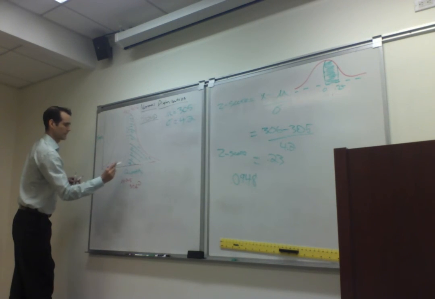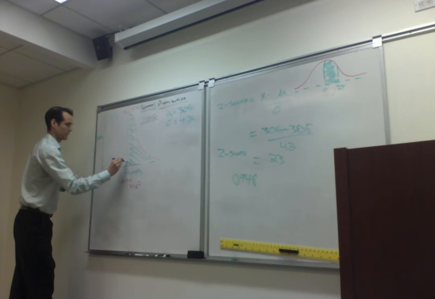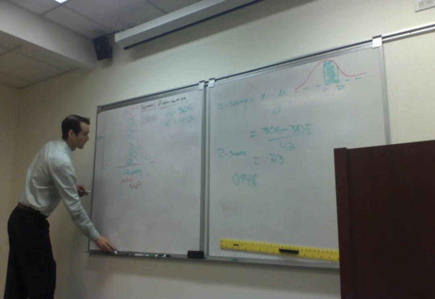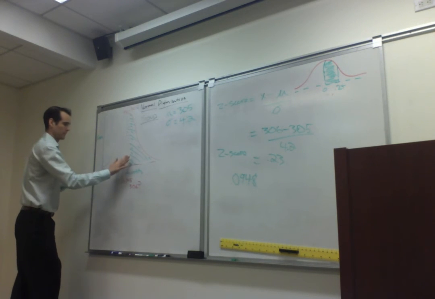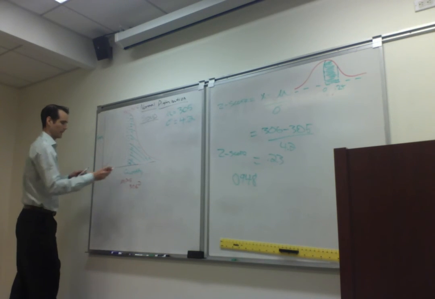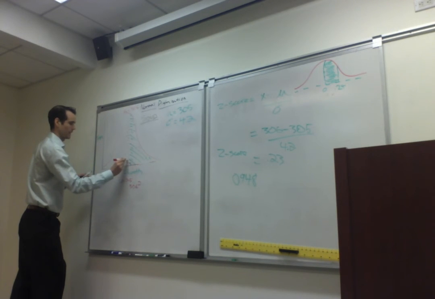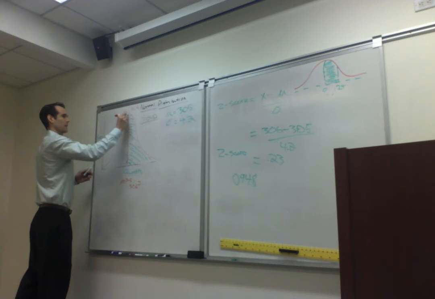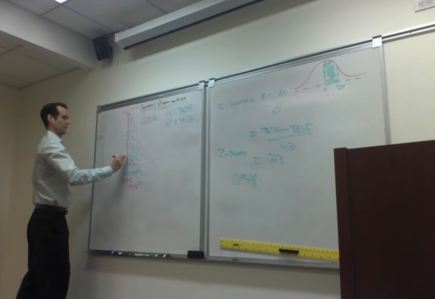Which in our case is this. Markers are dying on me. I'm going to use red. In our case, it's this right here. That is 9.5%. That's what it's telling us.